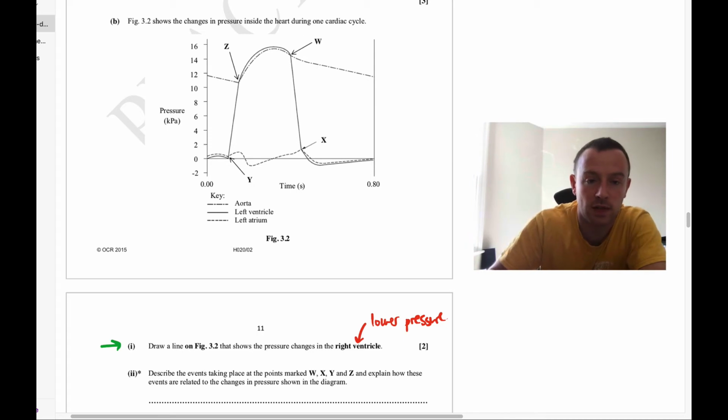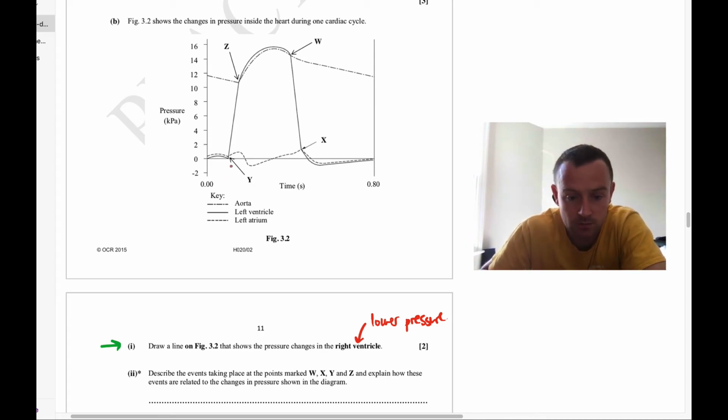So therefore, let's draw on this line. It's going to change with a similar shape to the left ventricle, just at a lower pressure. So here, the left ventricle is this dark line, so it's going to be pretty much the same for there. But then here, it's going to go up, and it's not going to reach as high a height. So it's going to be a bit like that.